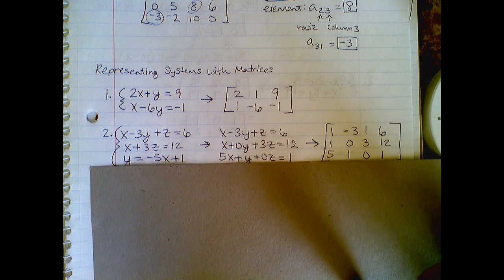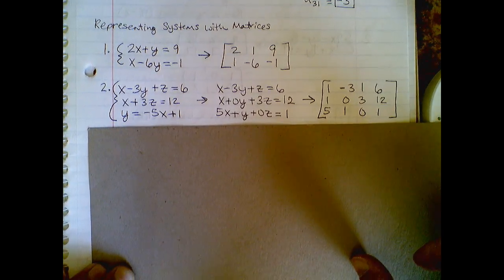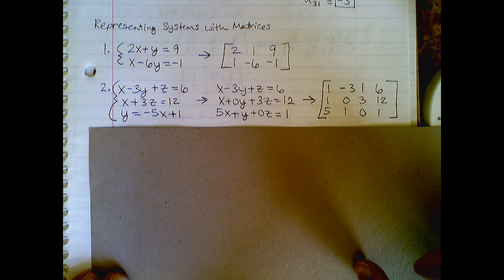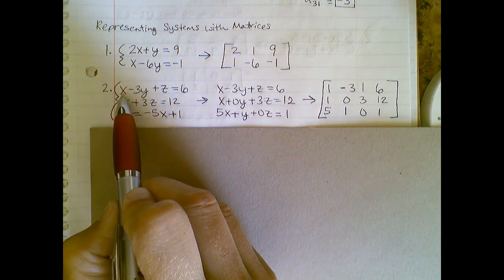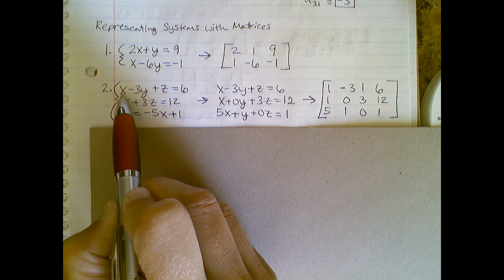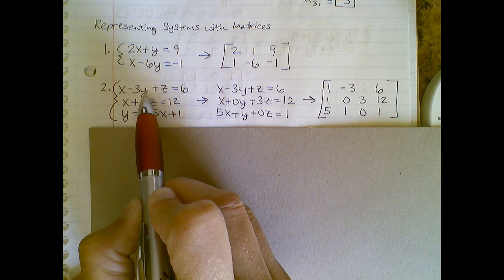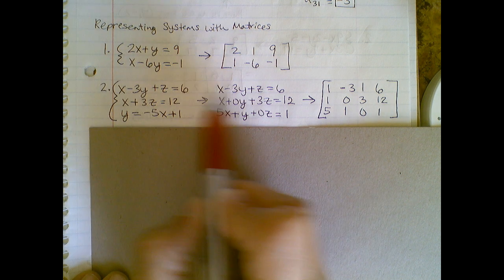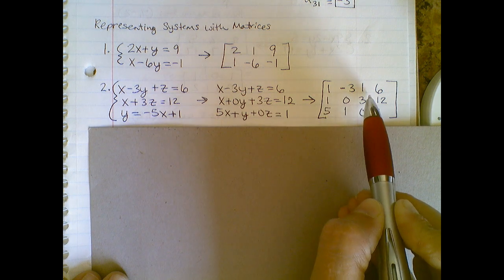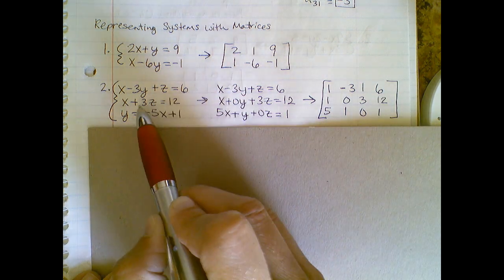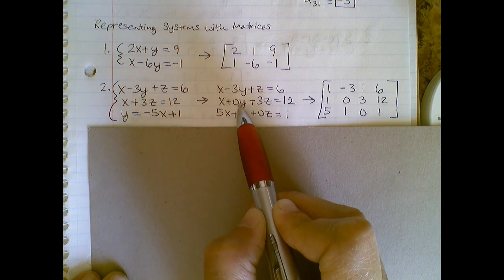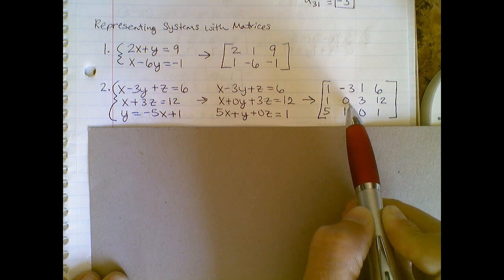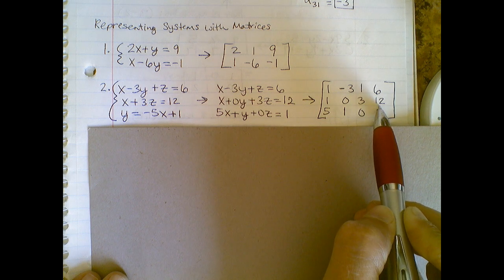I'll show you later how to type it into your calculator. This next one has 3 equations, 3 variables. In the first one, there's no number in front of the x, so we just put a 1. It's 1x minus 3y plus z equals 6. So I put 1, -3, 1, and 6. Now this next one goes x and then z. Notice there's no y there, so I'm going to put a 0 there. So it'd be 1, 0, 3, and then my answer column, which is 12.